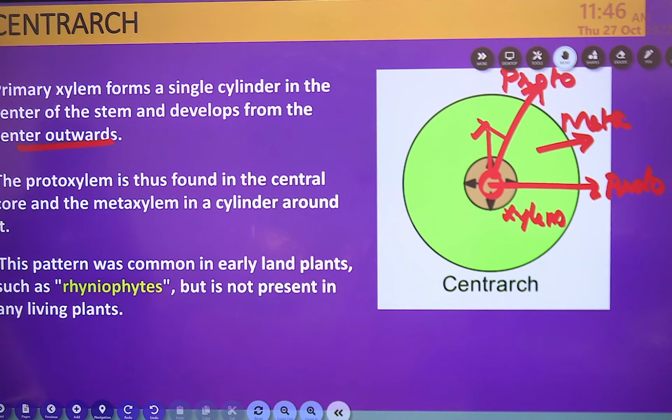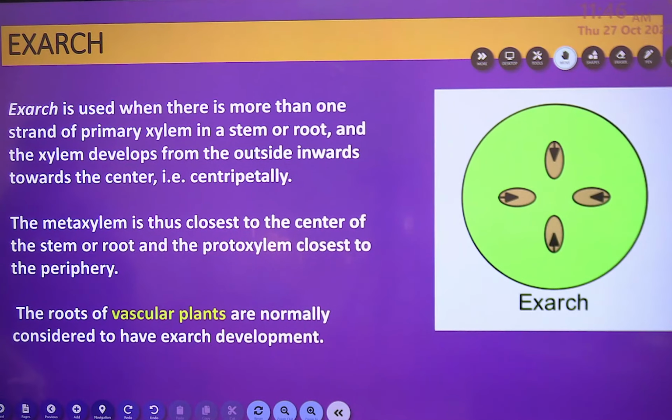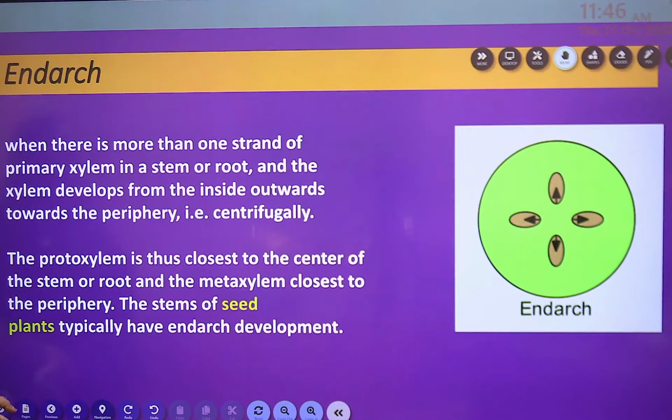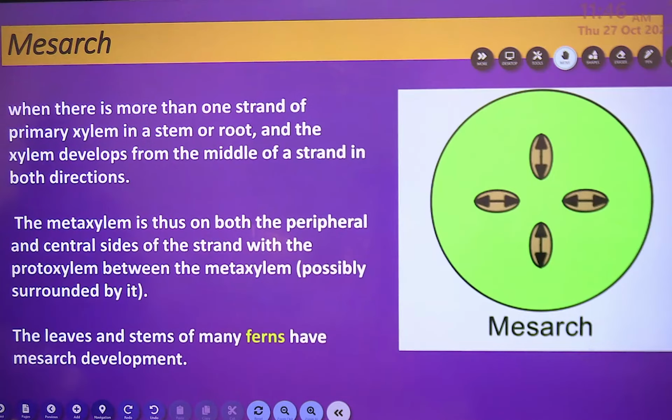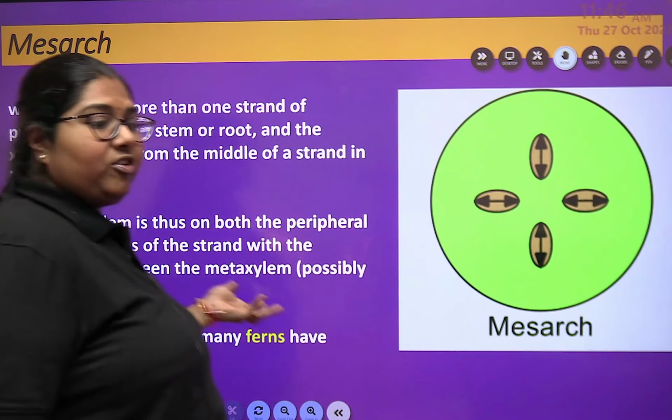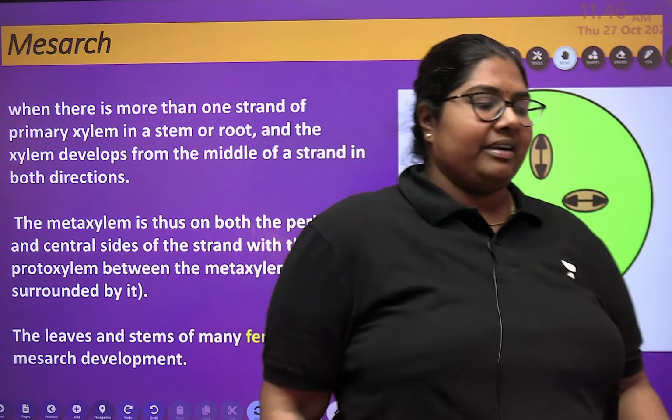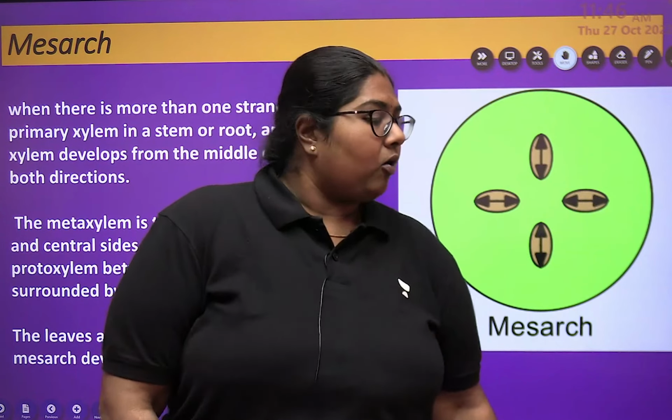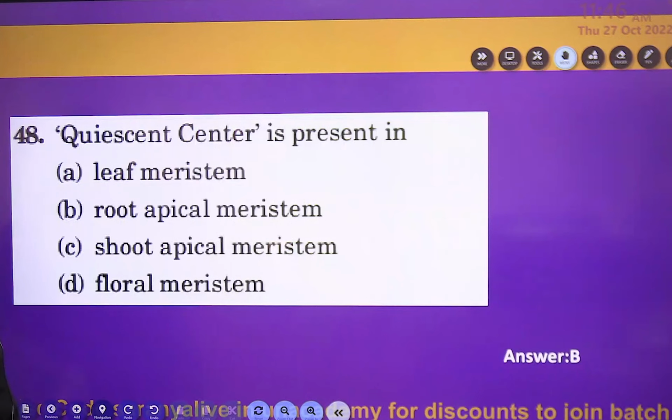But if you see this, you may understand that in exarch and endarch, it is going to be quite opposite. It is not the same. So that is the major difference between them. And in mesarch, it has both the peripheral as well as the central ones. So this is exactly occurring in the ferns. Ferns do conduct this type of mesarch. I hope that now all this is clear to you.